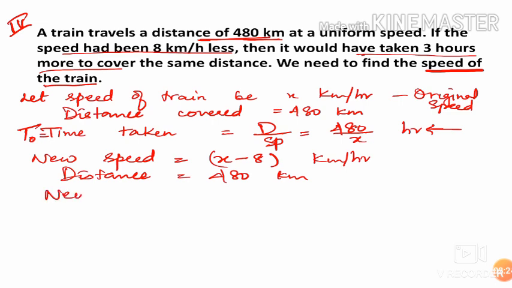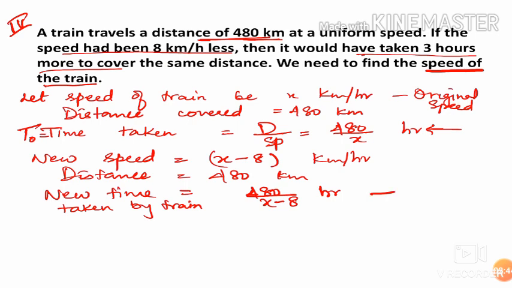But let's find out what is the new time. So new time is equal to distance upon speed, the new speed. So 480 divided by x minus 8 hours. This is the new time, Tn. The new time is now 3 hours more than the original time. So that new time Tn is equal to 3 hours more according to the question. So original time plus 3. This is the equation in time.